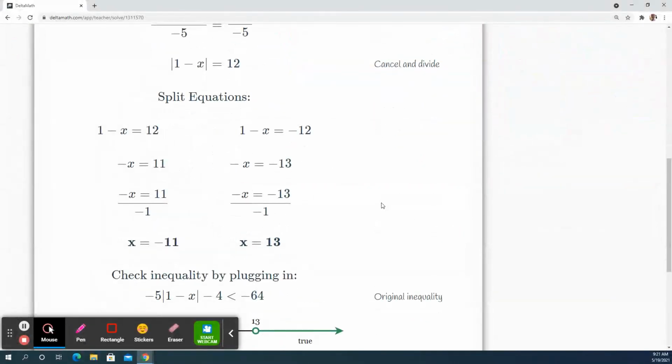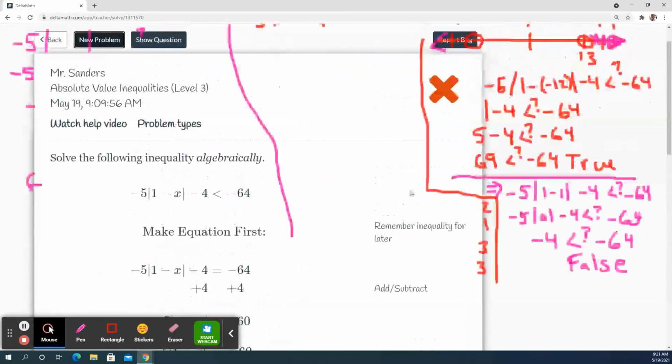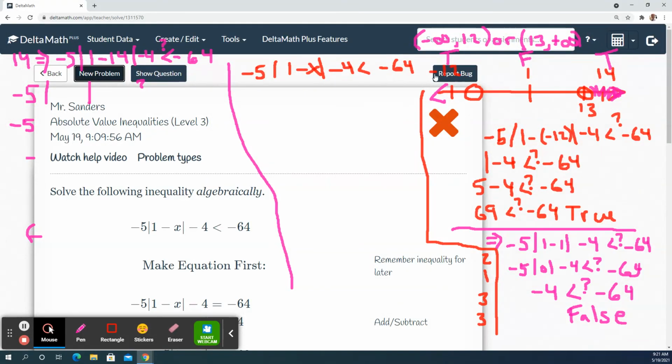So let's see if it would have been okay if it had been x greater than 13. That was okay, and then it should have been less than negative 11 at that final stage. So the lesson here is be careful about how you type it in. Make sure you don't get distracted by any of the extra details that you're working on. All the math was correct. I picked the wrong number here.